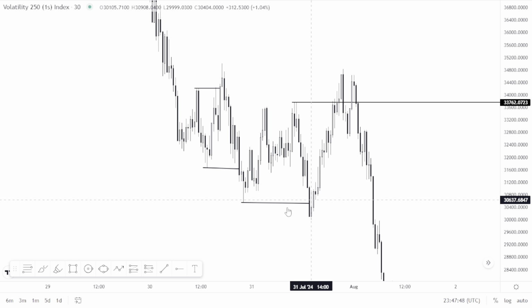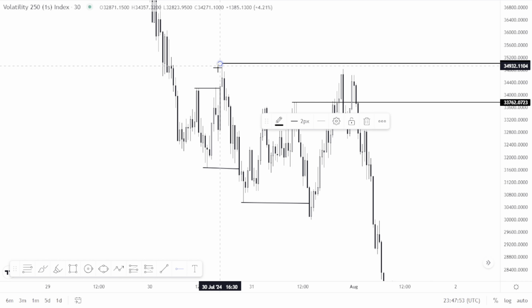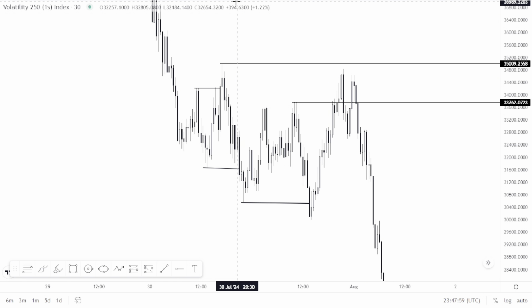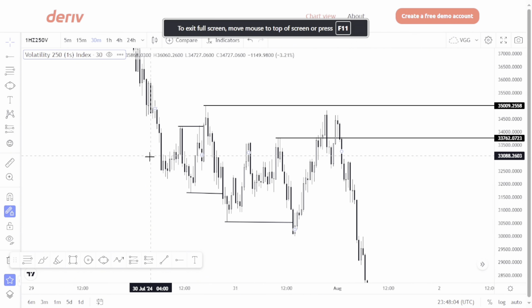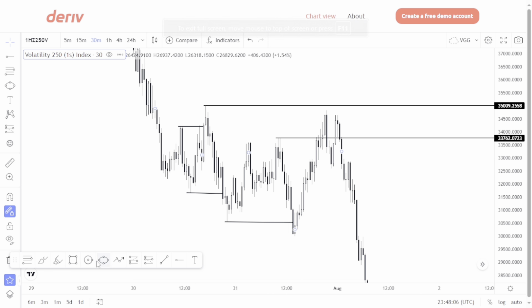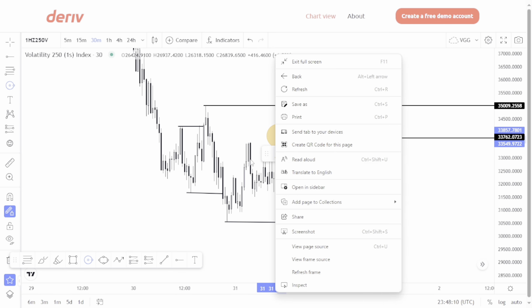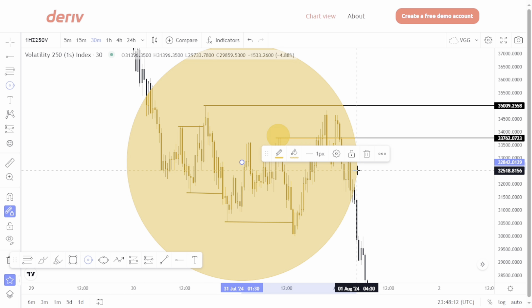The second break of structure happened, and we have our protected high. That is our protected high. Now this is our structural liquidity. You want the market to sweep the liquidity above that area.